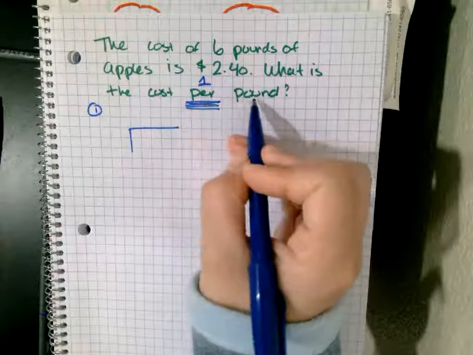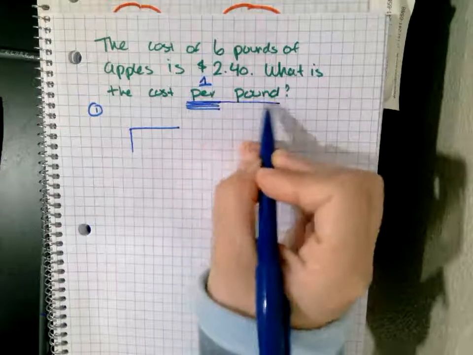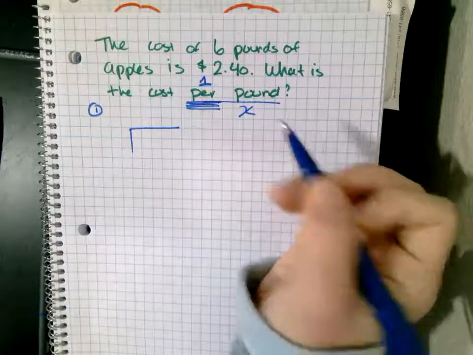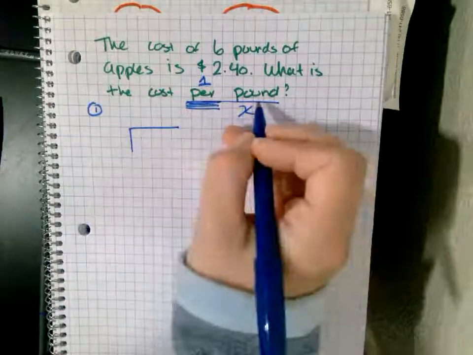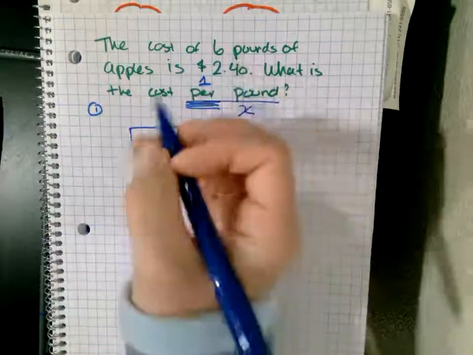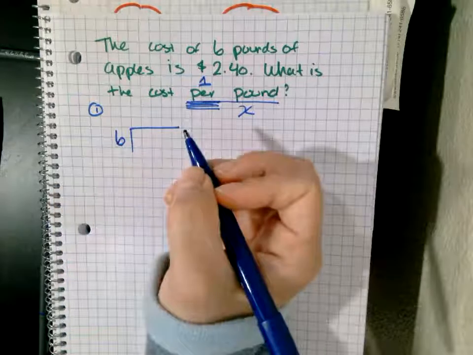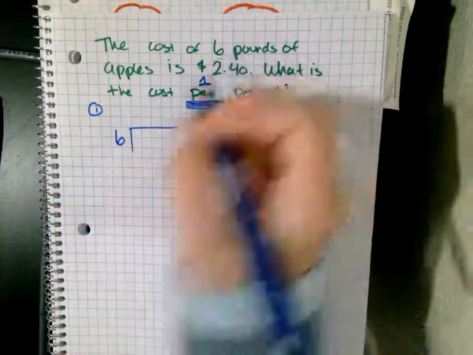So whatever we're finding 1 of, this is your X, which means it goes outside. So pounds goes outside. Cool. What number represents my pounds? 6. The other thing we're talking about, which is money, goes inside.